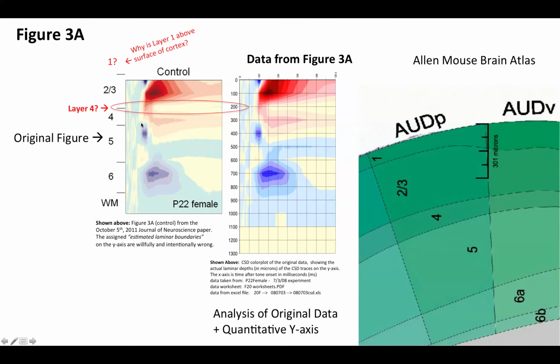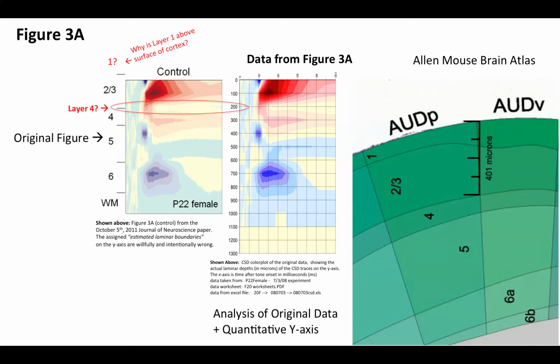So here's showing that even 300, which they mark as their lower border of layer 4, is still in layer 2-3. So their conclusions are not supported. And layer 4 doesn't even start until you get down to 400 microns. So them saying that layer 4 starts at 200 microns is just unfounded.